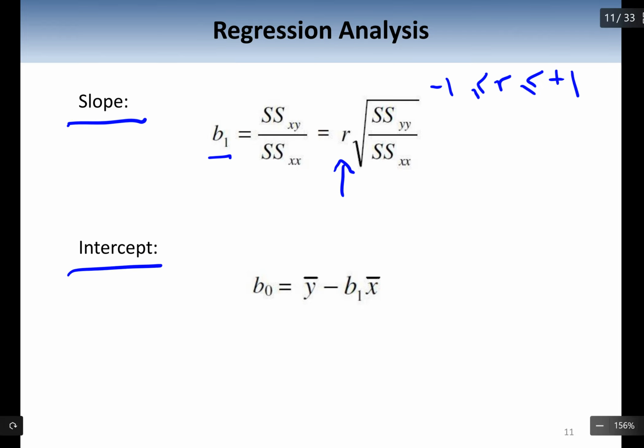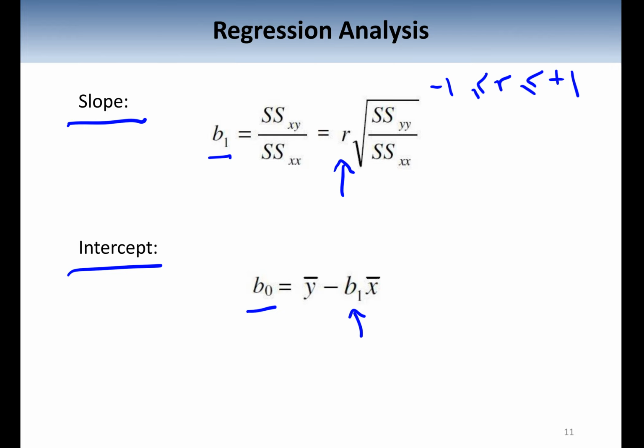So remember, r is a value between -1 and +1, and we'll see how to calculate that as well. So we have slope and intercept. Our intercept b naught is a function of the average y's, subtract the slope, so you need to calculate the slope before you calculate the intercept, multiplied by the average x's.